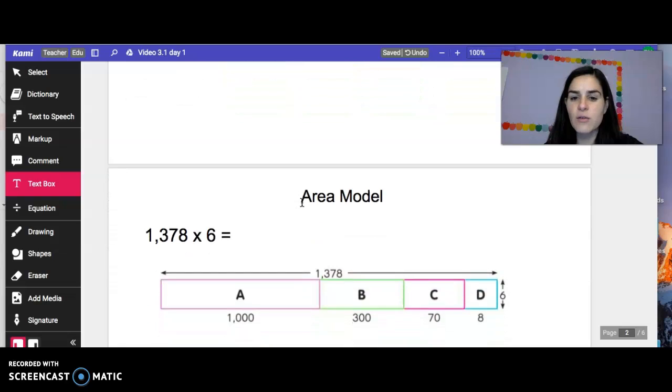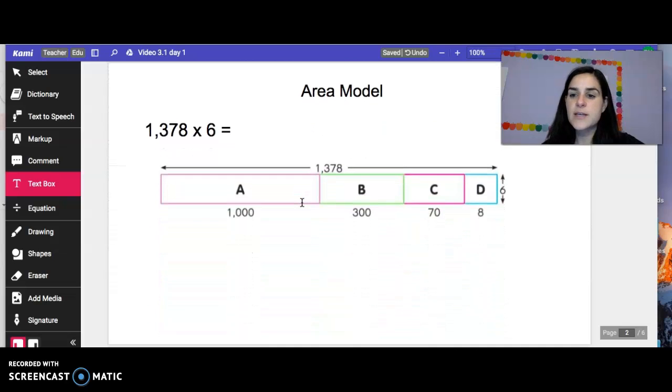Another way you could solve multiplication problems like this is with an area model. Now, the area is the space inside of a shape. And so if the problem is 1,378 times 6, I put 1,378 on one side, and on the other side I put 6, and then I split up these. Each one of these rectangles represents a place value. So here's the ones of this number, 8. Here are the tens, 70, the hundreds, 300, and then 1,000.